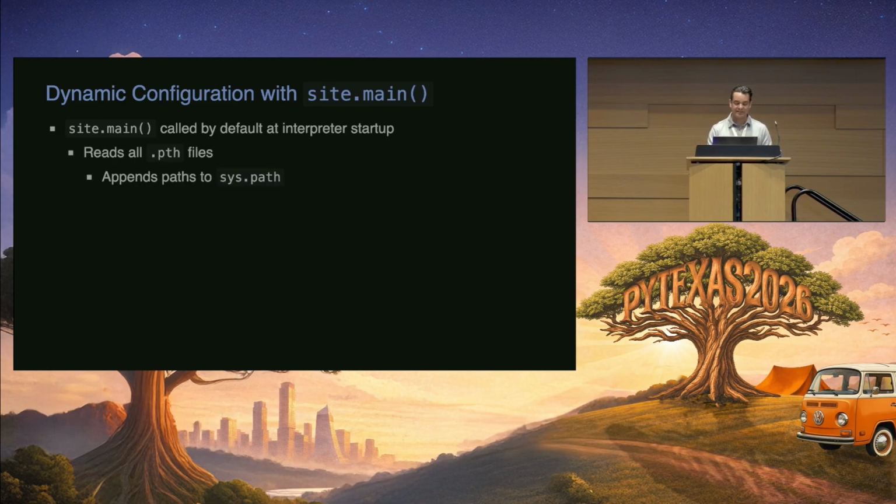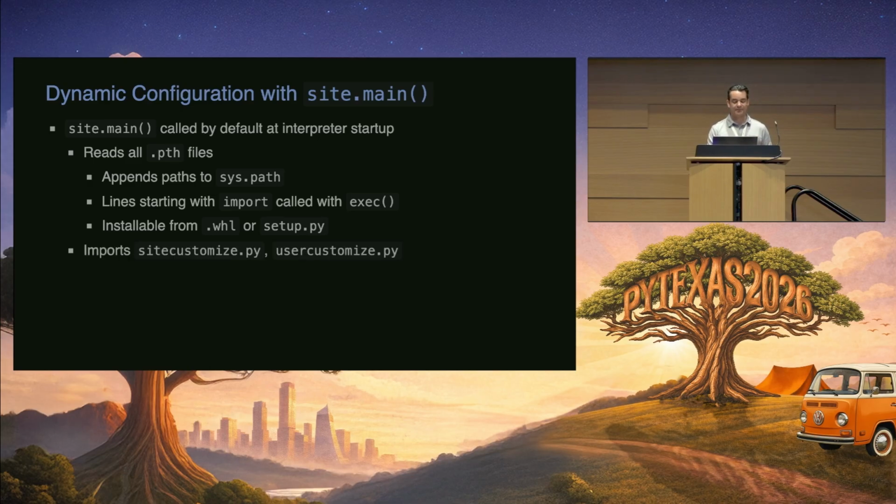This reads all PTH files, it adds them to sys.path, it calls exec on all of those lines that start with import, and PTH files are installable from both wheels and setup.py. Also, site.main imports sitecustomize and usercustomize.py, which can also be installed from wheels and setup.py, and are also other ways that arbitrary code execution can happen on your machine.